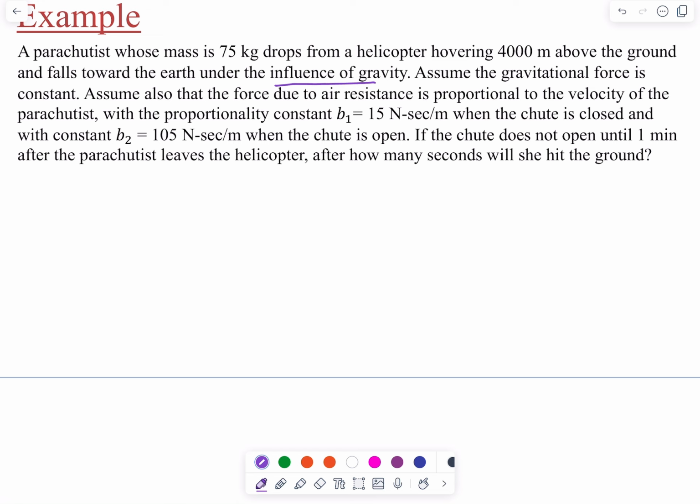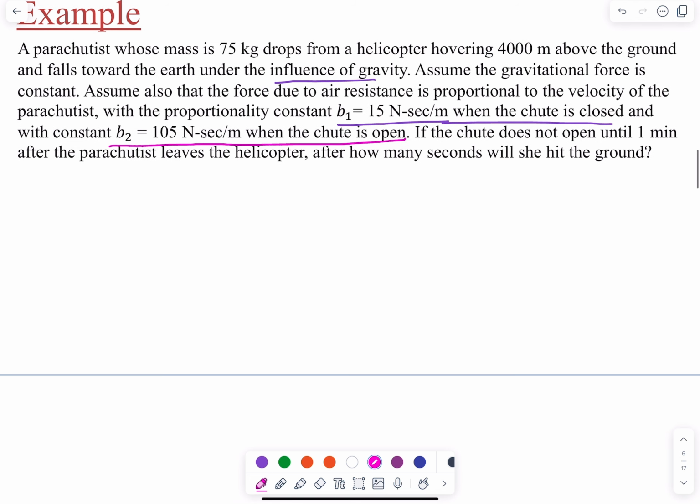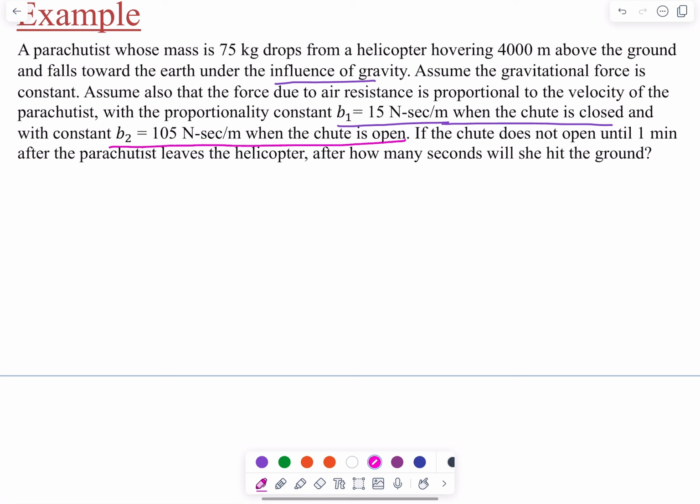We will also assume that the force due to air resistance is proportional to the velocity of the parachutist. And we do have a proportionality constant of 15 when the chute is closed, and we have a constant of 105 when the chute is open. If the chute does not open until 1 minute after the parachutist leaves the helicopter, after how many seconds will she hit the ground?